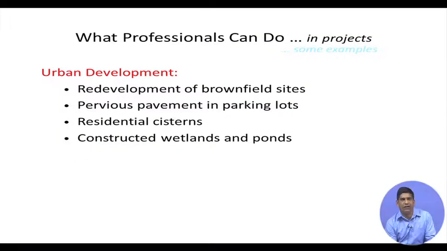In the urban development area, we can redevelop brownfield sites. We can use pervious pavements in parking lots. That's another area where a lot of research is happening, including at IIT Kharagpur. We have a professor working on pervious pavements. We can use pervious pavement because it helps in the stormwater system. In residential systems, we can have two levels of flushing rather than flushing too much water; depending on the usage, we can use a different level of flushing, and we can build constructed wetland ponds and those kinds of things in those systems.